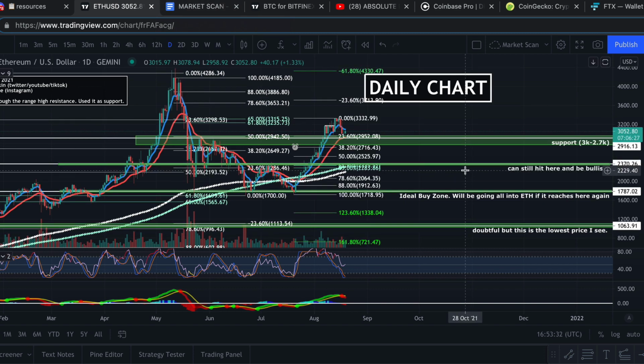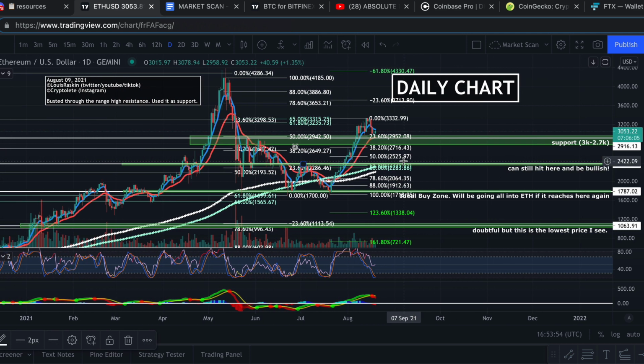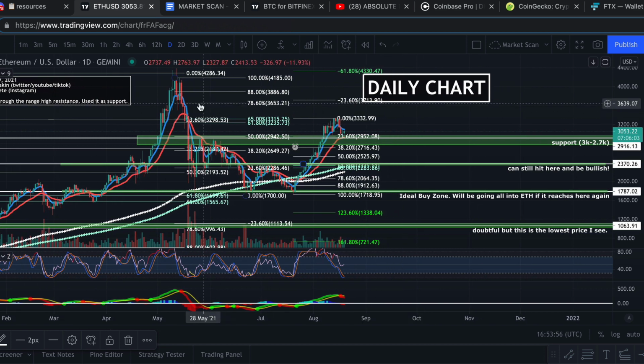Okay, so two things I want to say. This area is the really bullish area, but it could totally still hit here at 2,400 and still remain very bullish. I just think we're in such a bullish market right now that I don't think it'll really come all the way down to 2,400, but it could totally remain bullish at 2,400. So I just had to add that in there.